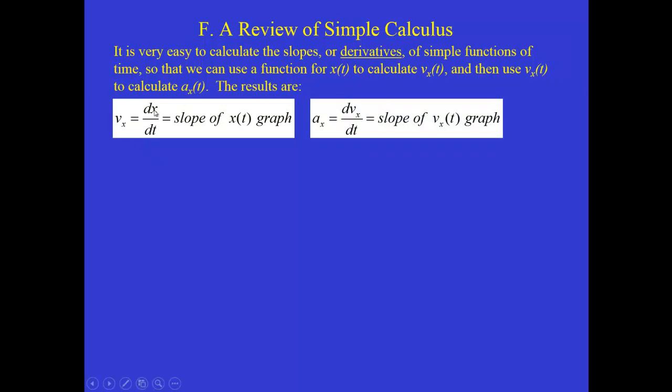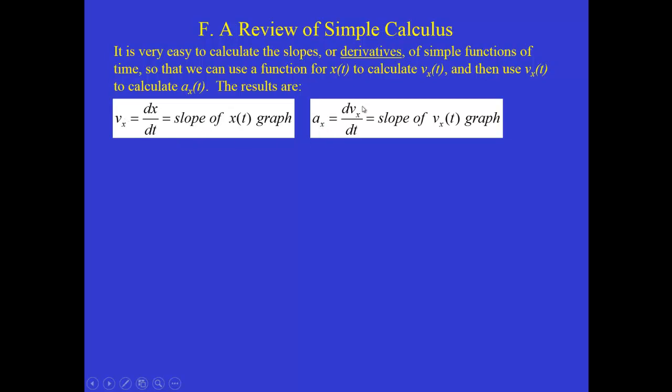So in calculus notation, the velocity in the x direction is referred to as dx by dt, and we sometimes call this the derivative of x with respect to t. What it means graphically is it's the slope of the position versus time graph at an instantaneous point in time. So this is the instantaneous velocity.